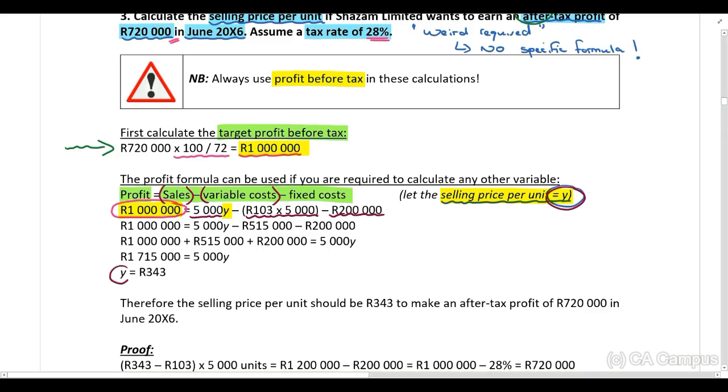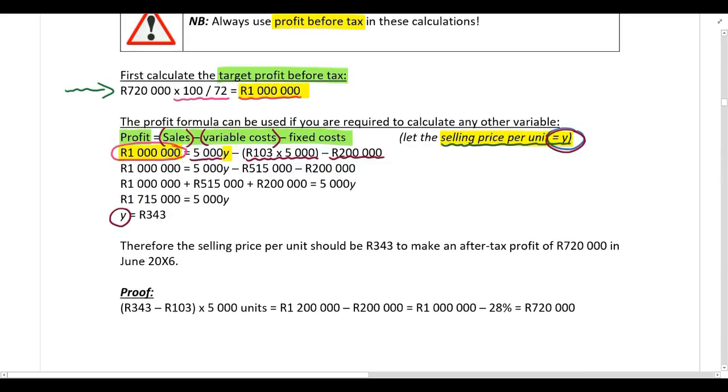So guys, if you solve for Y, you've then calculated the selling price per unit that they must have if they want to achieve an after-tax profit of 720,000 Rand. And you'll see just below, I have included the proof to show you. If the selling price per unit is 343 Rand, and you deduct the variable cost of 103 Rand per unit, multiply that by the number of units to get your contribution in total, deduct your fixed costs, that will give you a profit before tax, deduct tax at 28%, and that will give you your profit after tax.